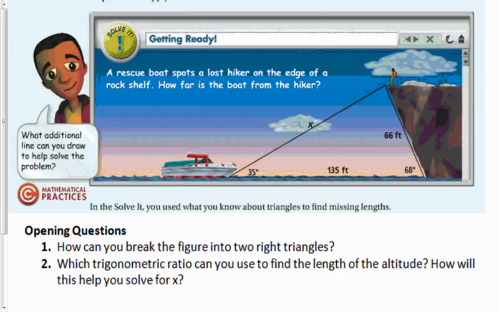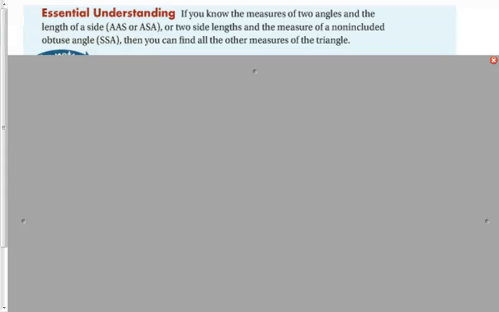So we're going to start off with this essential understanding. It says if you know the measures of two angles and the length of a side, so either an angle and then a side, or an angle and then a side and an angle, or two side lengths and the measure of a non-included angle, which would be like SSA. We're not going to turn that around because that's naughty. Then you can find all the other measures of the triangle.